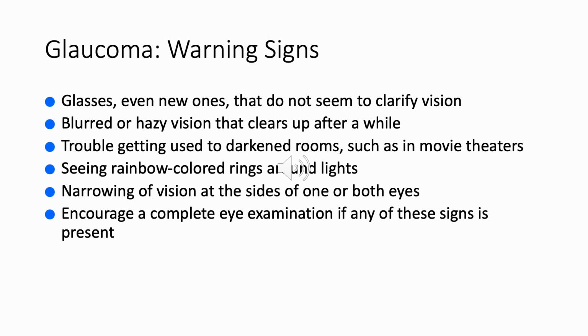Warning signs that you may be developing glaucoma include getting new glasses and not being able to see. Sometimes people with glaucoma will start going every month to get new glasses because they're not working anymore. So that should be a tip-off that you have glaucoma. They have blurred or hazy vision that clears up after a while. They're going to have trouble getting used to dark rooms. They may see rainbow-colored halos around lights, and their vision is going to narrow in one or both eyes. So encourage anybody with these to get a complete eye exam so that they can get treatment right away, because glaucoma can cause blindness. So they need to get treated as soon as they suspect they have it.